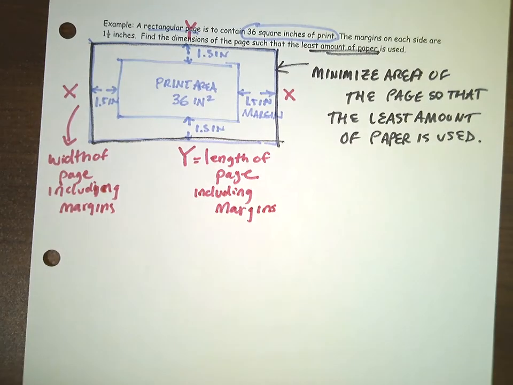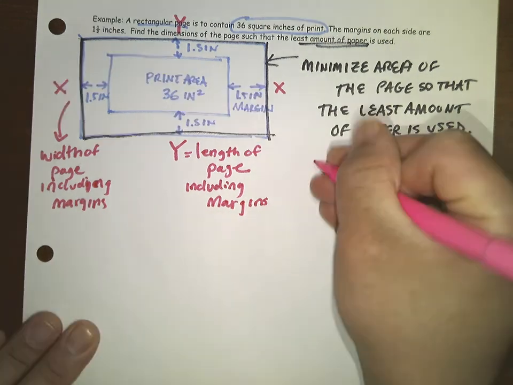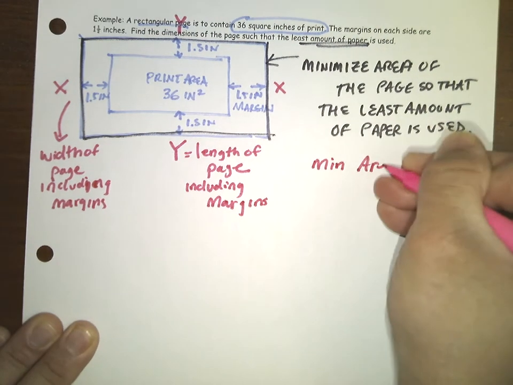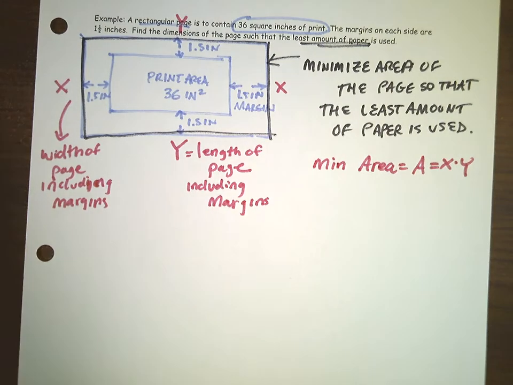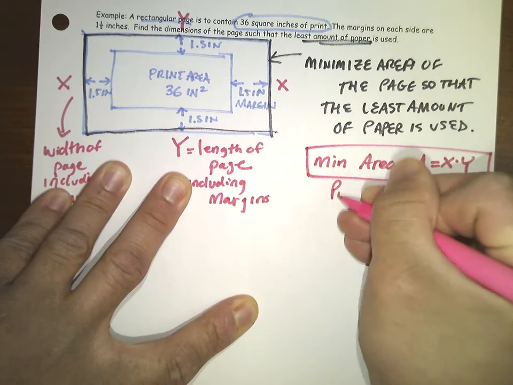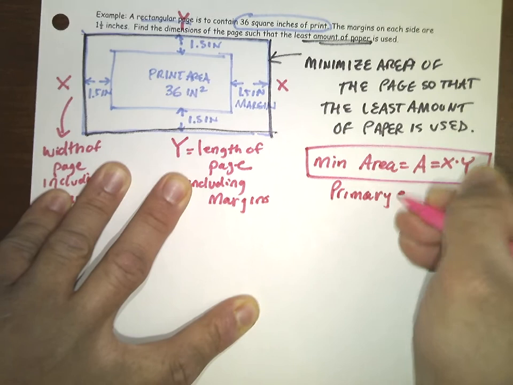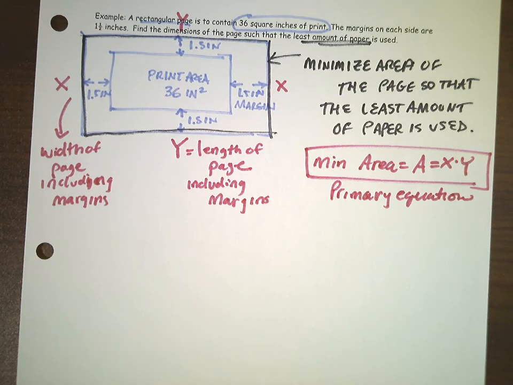All right, so we want to minimize the area of the page. So minimize the area, that's A, and the area of the page is x times y. So we need to rewrite this primary equation in terms of just one of the variables.